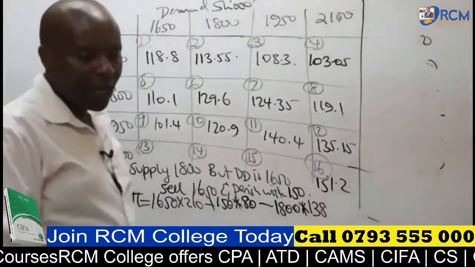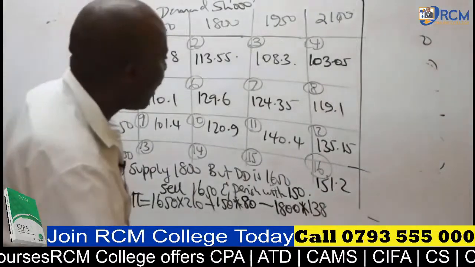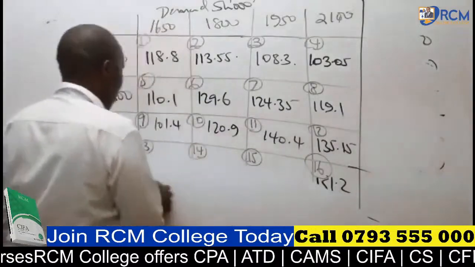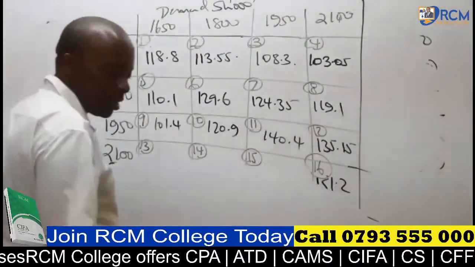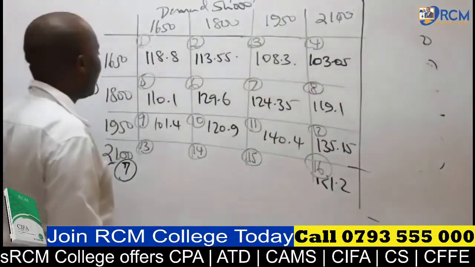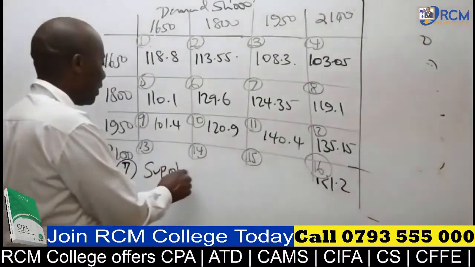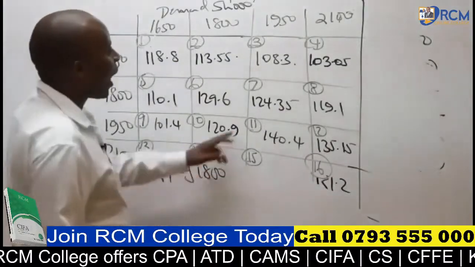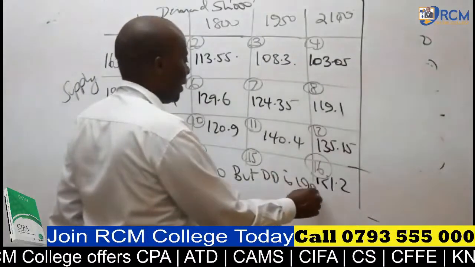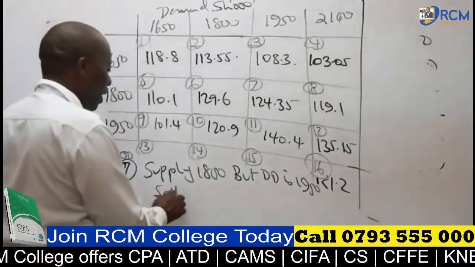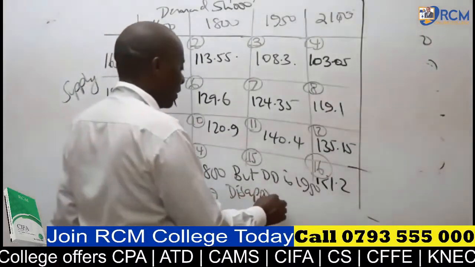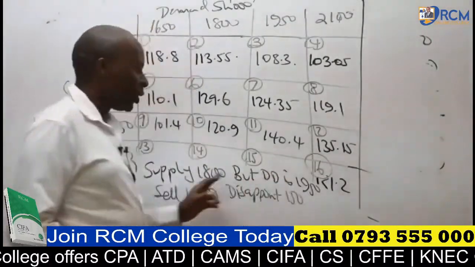So in this case here, Omar wants us to do cell number 7. For cell number 7, ladies and gentlemen, I can see the supply is 1800, but demand is 1950. So in this case, I'm going to sell the lower, 1800. Here it's about disappointments: 150, the difference between the two.